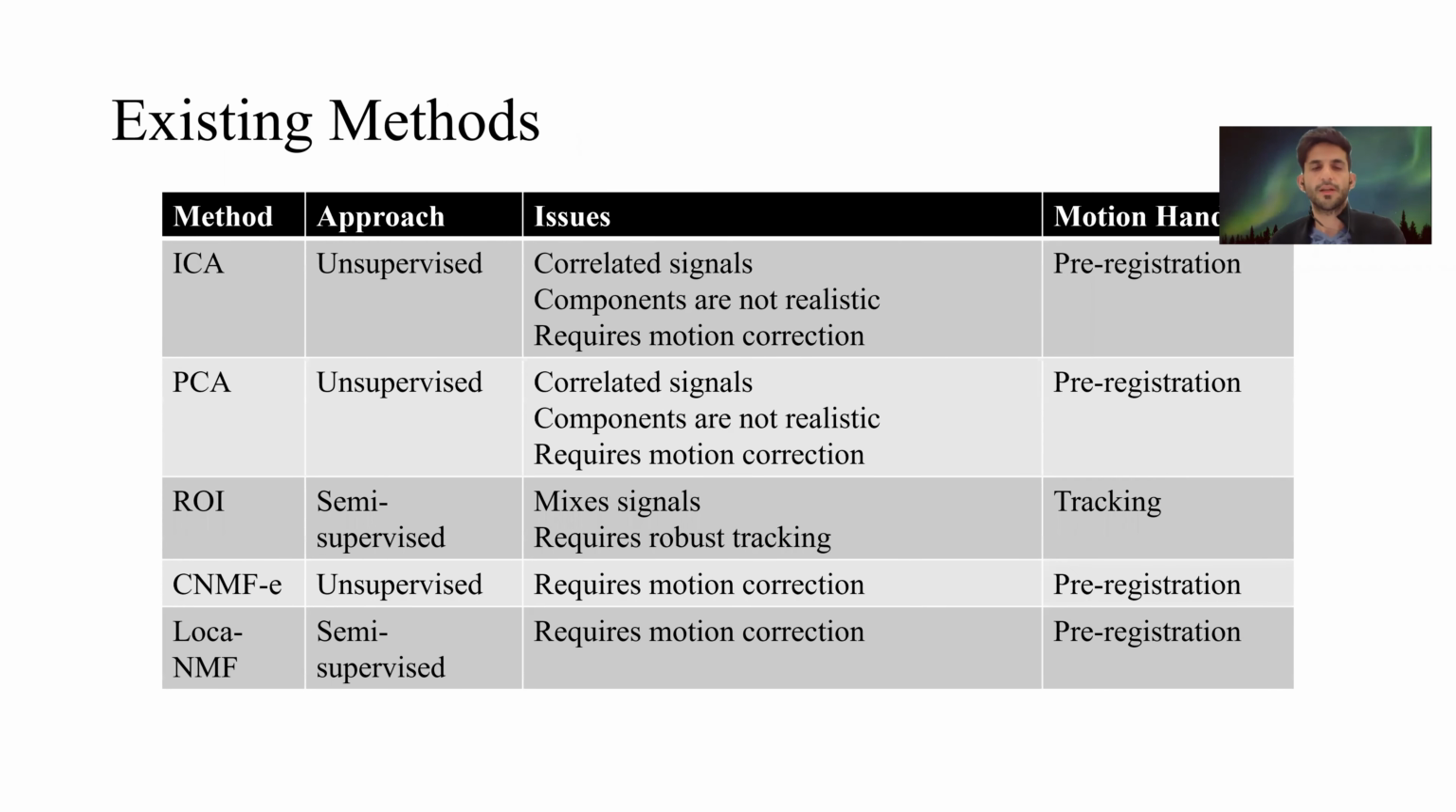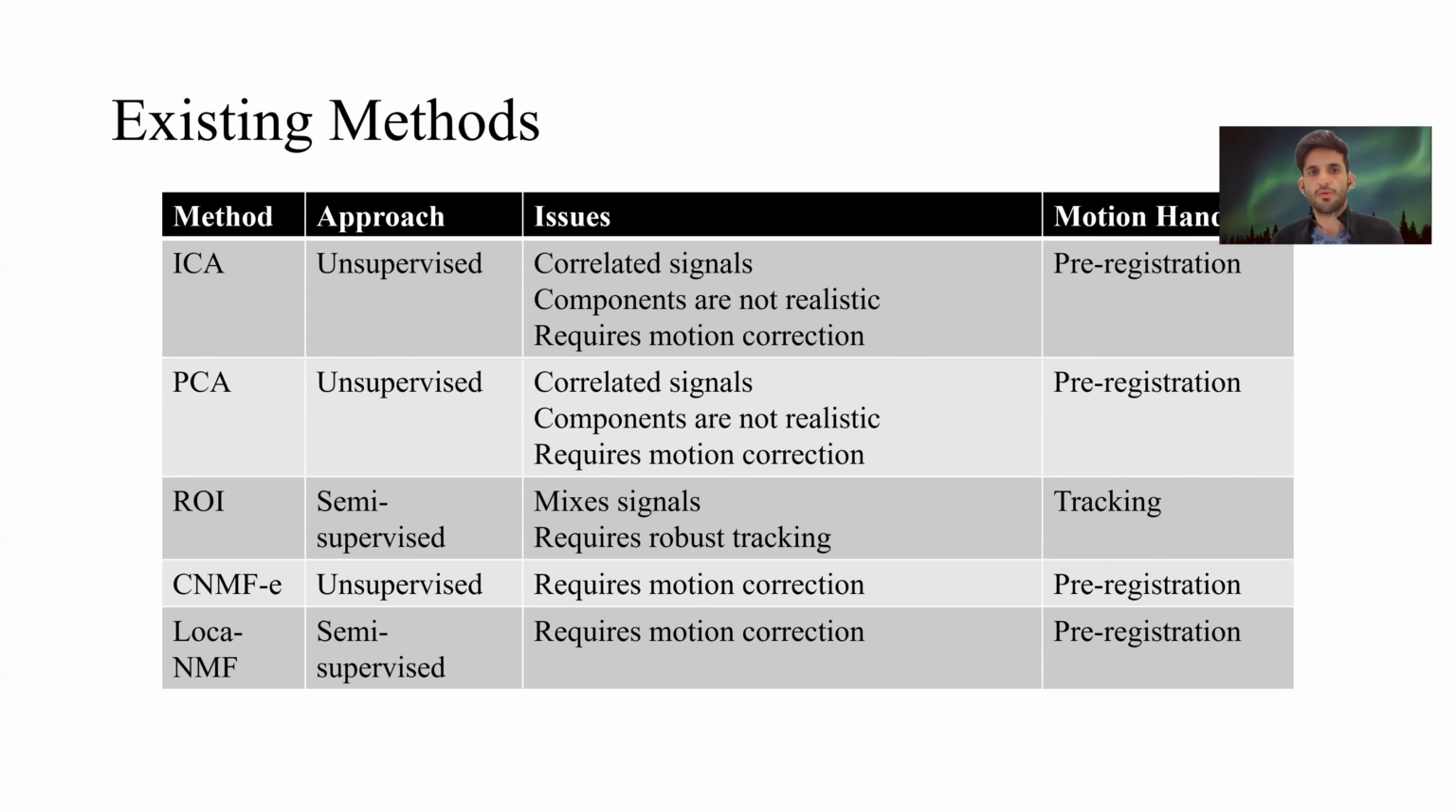So I've included a quick summary of the methods that are currently being used for addressing the signal extraction. Some of them are based on ICA and PCA, and they tend to group the pixels based on the correlated activity of the pixels. So if two neurons have correlated activities, they tend to group them in the same component, which is problematic because we know that in C. elegans, many of the neurons have correlated activities. They also require some sort of pre-registration.